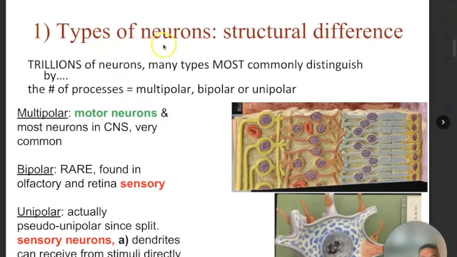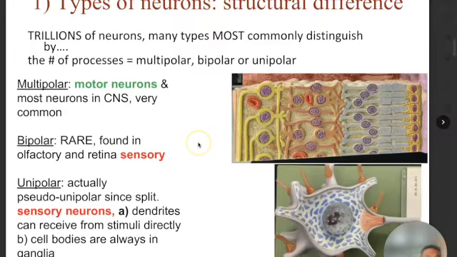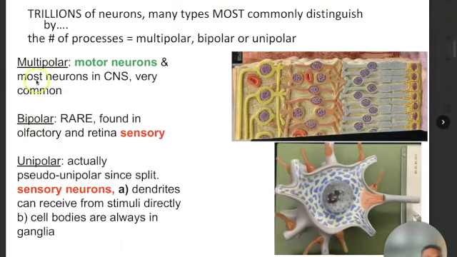So the types of neurons, there are different types depending on their structure. Three of them: multipolar, bipolar, and unipolar. So multi means many, bipolar means two, and uni means one. Multipolar are your motor neurons. It's the most common neuron in the CNS. Most of them are multipolar.